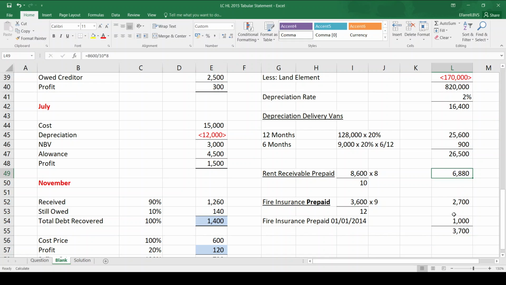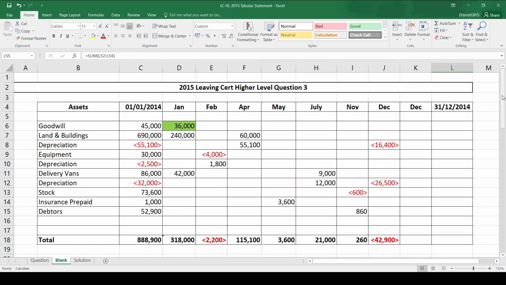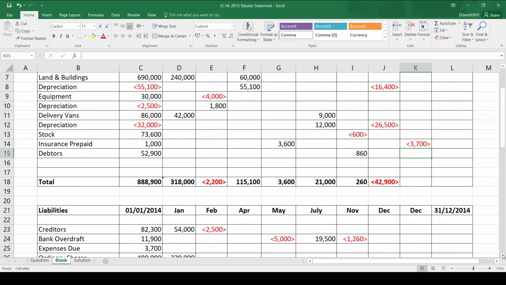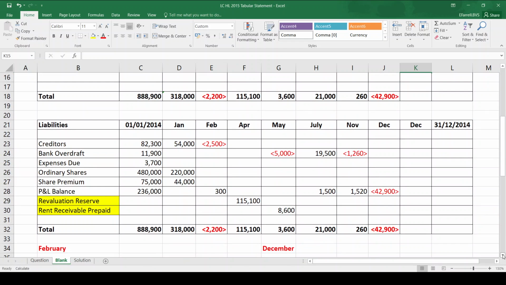Now these two figures here, the 6,880 and the 3,700, have to be included in the tabular statement. So the 3,700 for the insurance prepaid is going to be taken away here, because that's the 9 months that we worked out plus the 3 months at the start, the 12 months insurance for the year. And the rent receivable prepaid, the 8 months will be taken away here, leaving 2 months left over in the balance here. The final 2 months should be here. But for the December, we're just working on this year's 8 months. We're going to take it away. It's going to be minus 6,880.